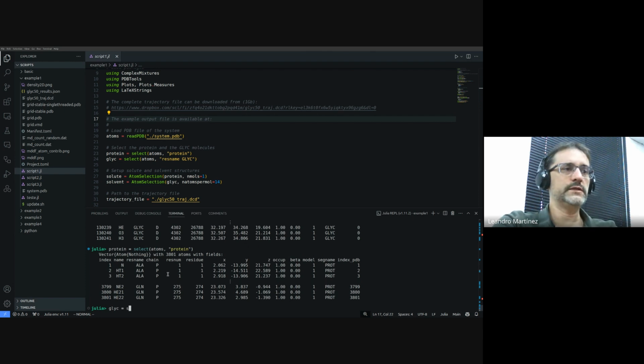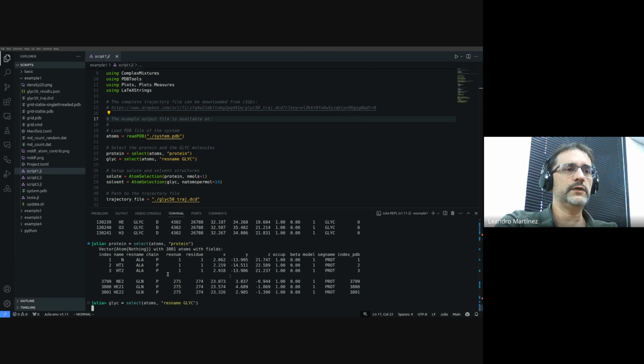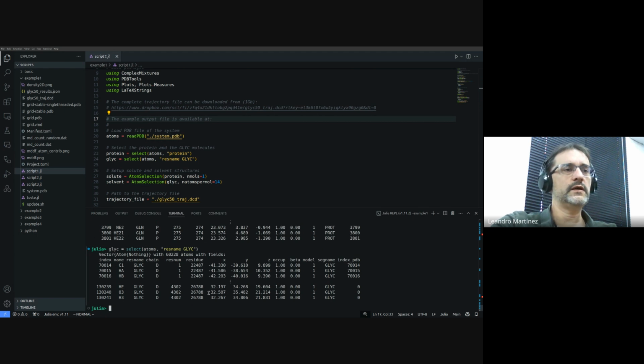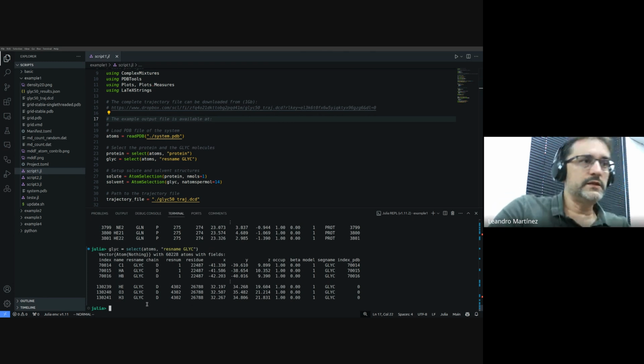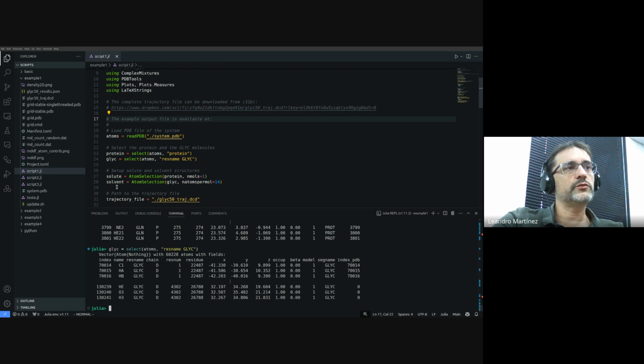And the glycerol. I'm just following the exact comments of this script, explaining a little bit one by one what they are doing. And we select the residue names, the residues that are named glyc, which are the glycerol residues of this structure. Given the selection of the protein atoms and the glycerol atoms, we are going to define what ComplexMixtures needs to understand: what's the solute and what's the solvent of your system. So you have a solute with an atom selection, protein, and we are saying, okay, this is the solute, and this solute has only one molecule.